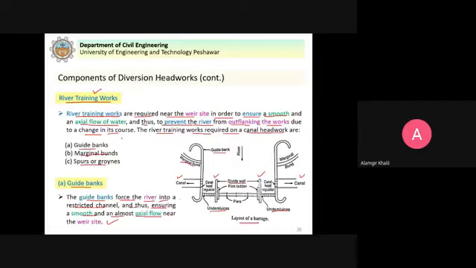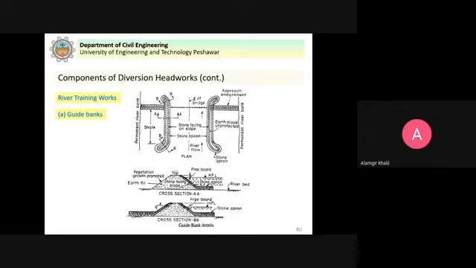You can see here that if I take a section here, these guide banks are just embankments. You can see guide bank details. These guide banks are shown here. So if I take a section here, this is section AA. You see, these are just embankments, so these are protected by the stone apron and stone pitching layer.